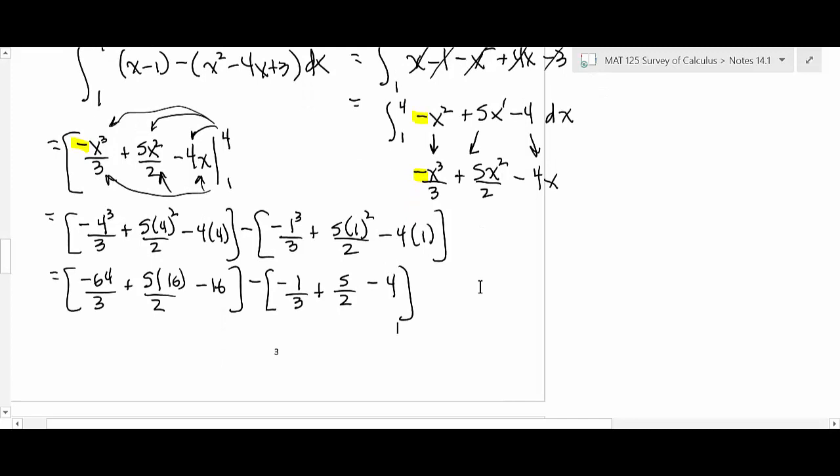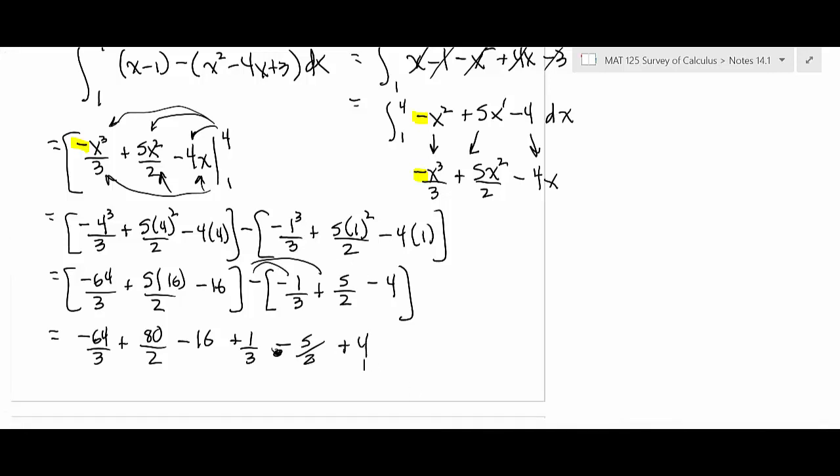Now I'm going to do one more step, and then I'm going to show you. I don't care if you do this on your calculator with fractions to save time. This is going to be negative 64 thirds. Let's see, what's 5 times 16? 80, I think. That's 80 over 2. Now I'm going to do this in my head. 80 over 2 is 40, so you could write that down as 40. Now watch me do this. I'm changing the signs. So this is minus minus, or plus 1/3, minus 5 halves. And then minus minus 4 is plus 4.